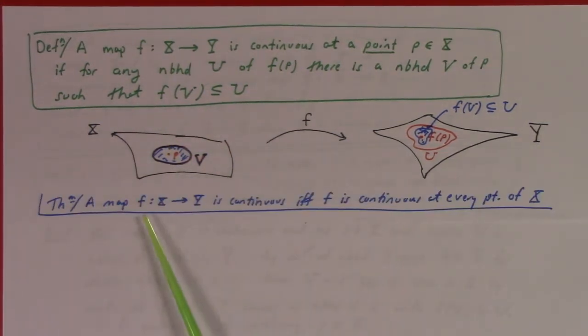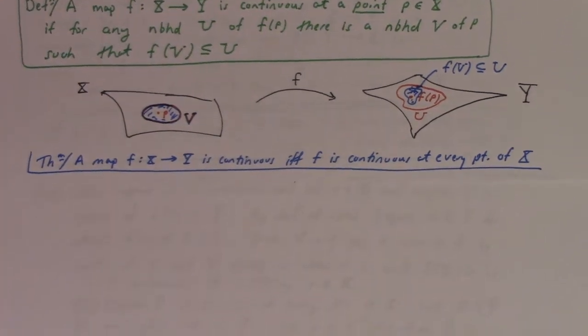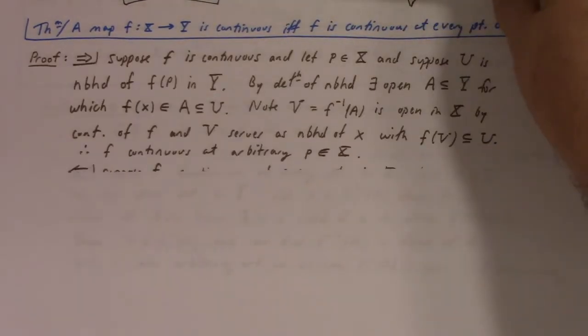Theorem. A map f is continuous if and only if it is continuous at every point of X. Well, that's nice. I mean, that was a definition in calculus. Now it's a theorem here. Okay, so let's see how we prove it. All right, so here it goes.